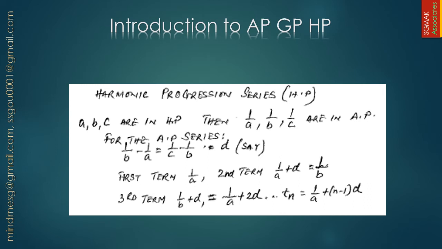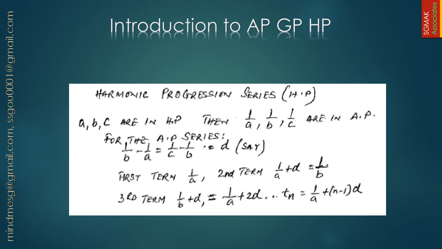It's the common difference in the arithmetic progression. So the first term of the arithmetic series is 1 over a, the second term is 1 over a plus d, the third is 1 over a plus 2d, and the nth term is 1 over a plus (n minus 1) times d. The reciprocal of each term gives you the corresponding terms in a harmonic progression. There's no easy way to write the nth term of a harmonic progression. So the only thing you need to remember is that if A, B, C are in harmonic progression, the reciprocals of each term are in arithmetic progression. That's the only relationship that you need to remember.